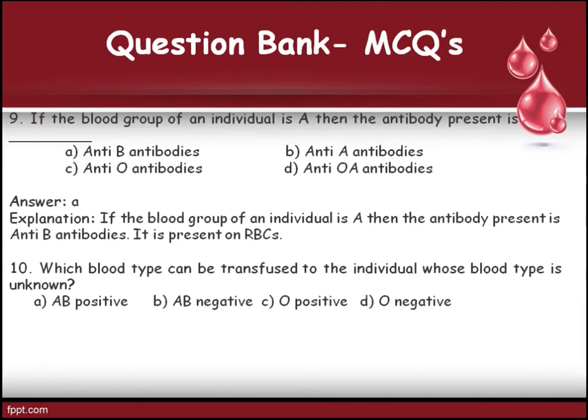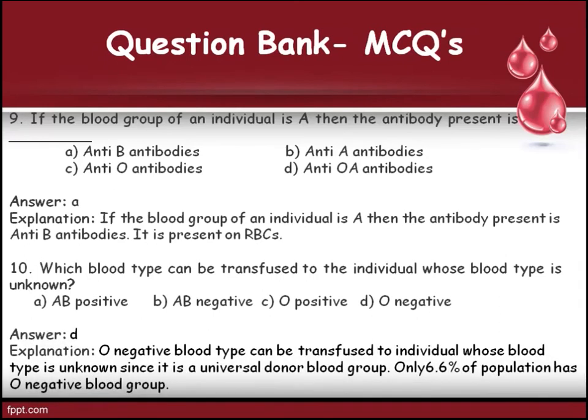Next question. Which blood type can be transfused to an individual whose blood type is unknown? Option A is AB positive. Option B is AB negative. Option C is O positive. And option D is O negative. And the answer is D, O negative, because this O negative blood type is the universal donor. Only 6.6% of the population has O negative blood group.